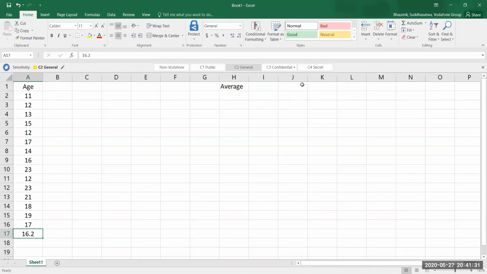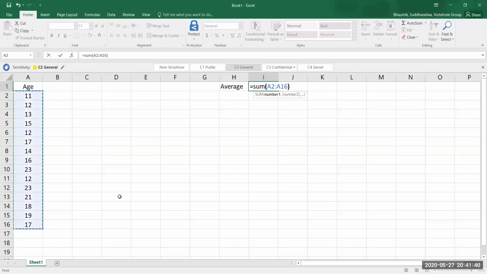But I have calculated the average. How did I calculate it? It is as simple as using a function known as sum. I take the sum of everything, and then I divide it by the number of entries. How do I know the number? On the left-hand side, you can see the row numbers. It starts from 2 and ends at 16, so there are 15 entries. I simply divide by 15, and I get the average, which is 16.2. So this is the average age of this data set that I have.